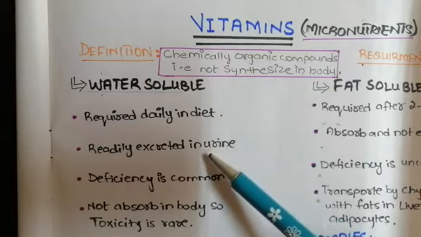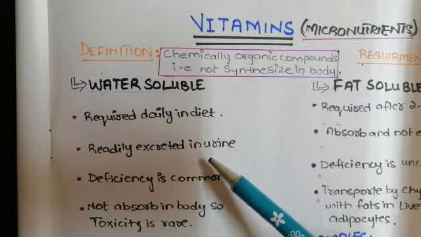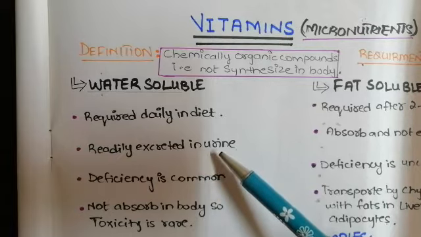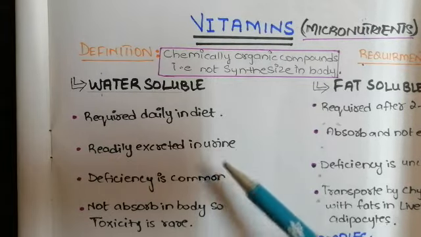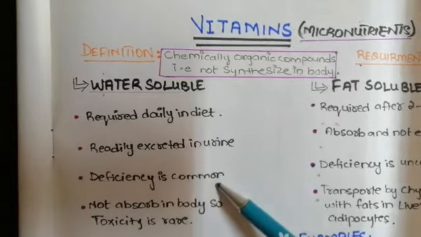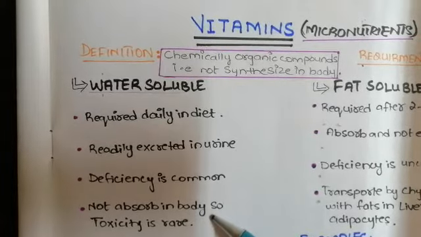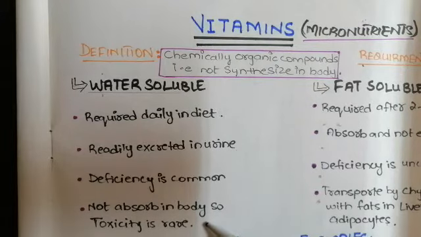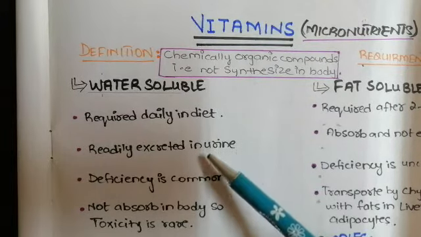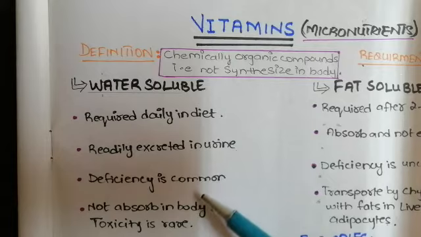So they are required particularly every day, and they are easily excreted through the kidney in the urine. So that's why their deficiency is common, and they are not stored in the body. So that's why their toxicity is rare. They are excreted daily and they are required daily because their function is very important.